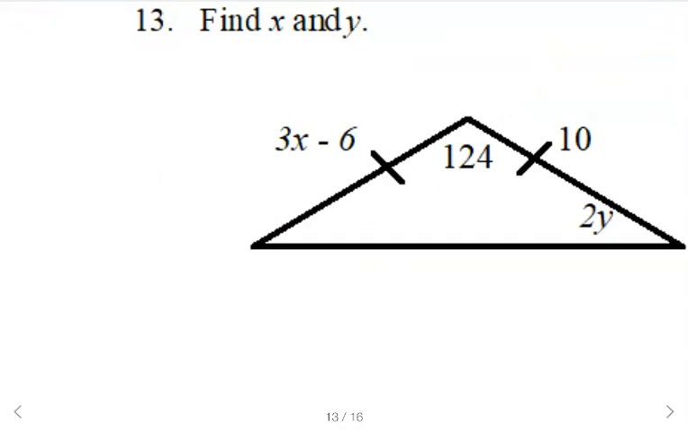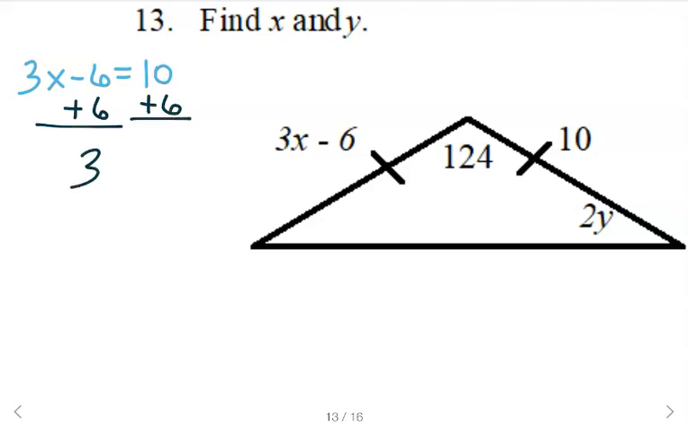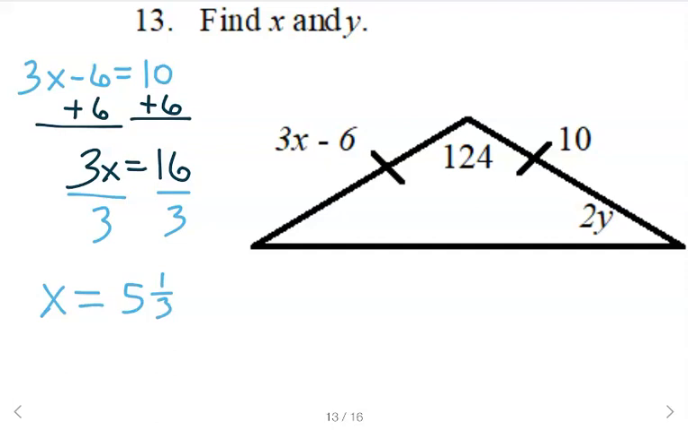This is an isosceles triangle, so we've got two sides that are congruent. They have these markings that tell us that they're congruent. So we can write 3x minus 6 equals 10. Solve that to get rid of minus 6, add 6. So we get 3x equal to 16. Divide by 3. 3 goes into 16 5 times. Multiply, you get 15. 1 remainder, so 5 and 1/3. Or you could say 5.3 repeating. So that's the value of x.